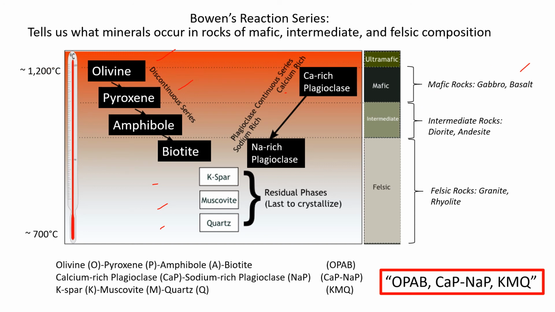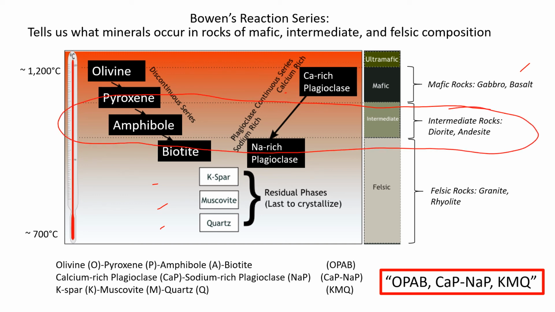Likewise, igneous rocks of intermediate composition, like diorite and andesite, tend to be enriched in amphibole and also plagioclase that is both sodium and calcium rich. And then because the boundaries here between mafic and intermediate and felsic aren't exact, that's why the lines here are dashed, we actually would expect a little bit of pyroxene sometimes in rocks of intermediate composition.